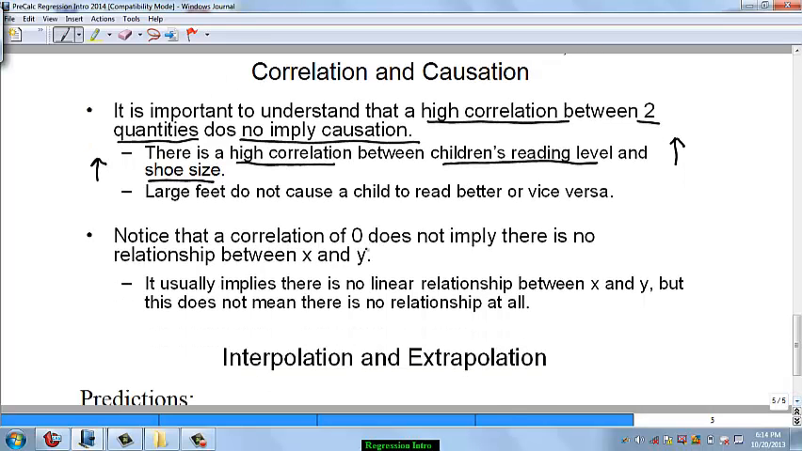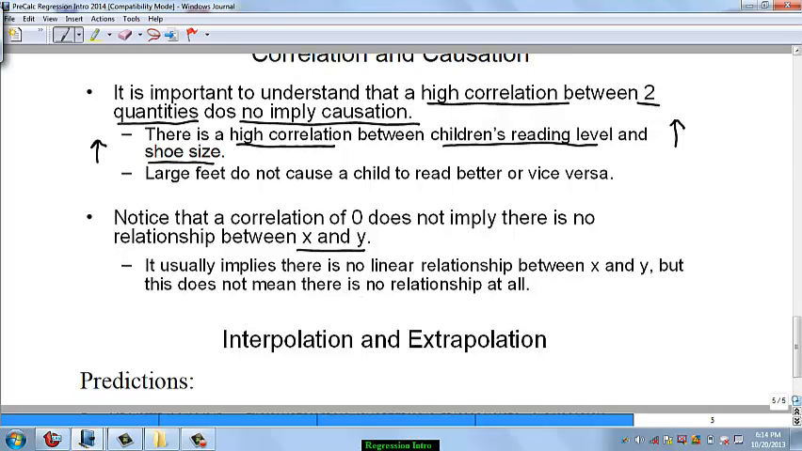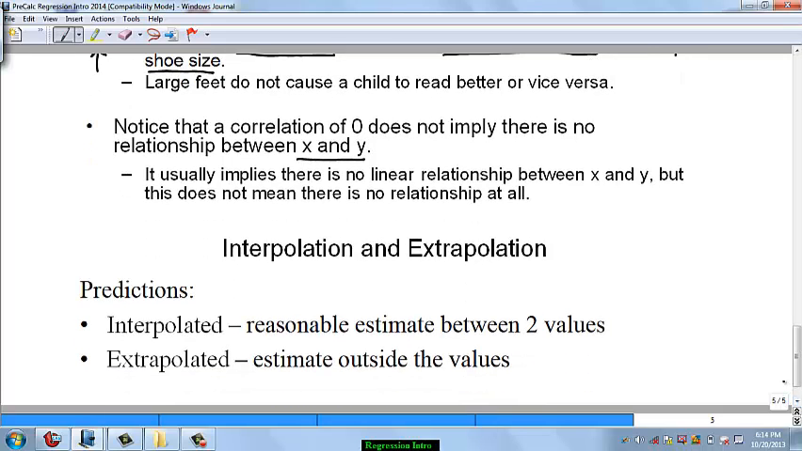Notice that the correlation of 0 does not imply there is no relationship. It usually implies that no linear relationship between x and y, but it could be something else, or it could mean no relationship at all. The other two words we're going to see during this is interpolation and extrapolation. Interpolation is you're looking within the data to find an answer, and you're making your best guesstimate. Extrapolation, you're looking outside the data. So, interpolation, reasonable estimate between two values. Extrapolation, estimate outside the values.